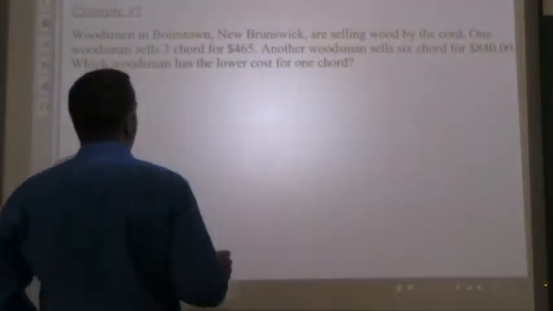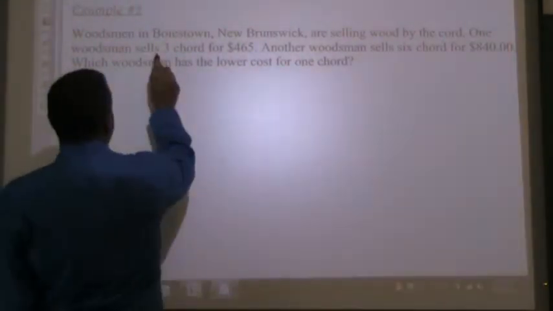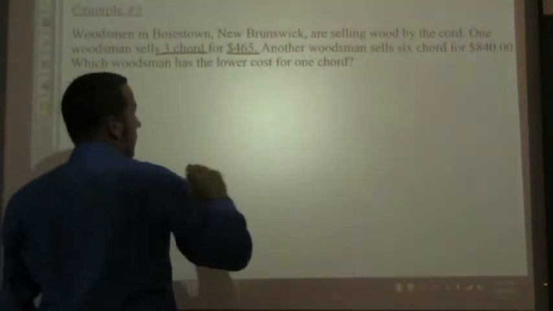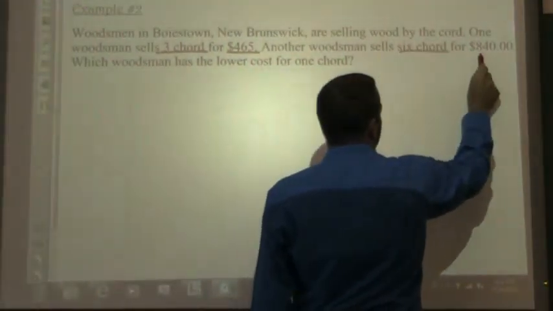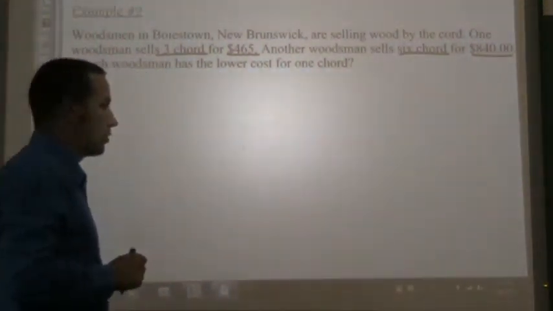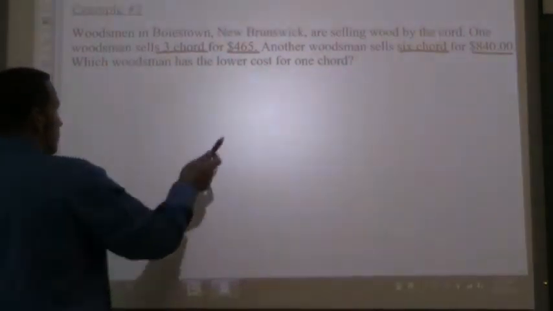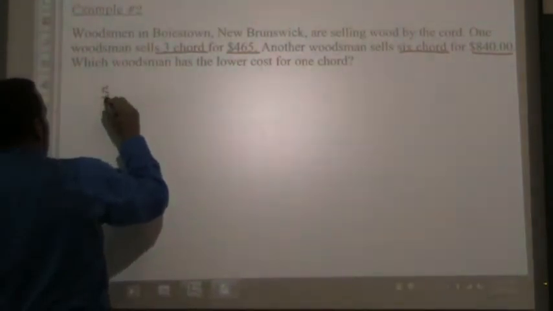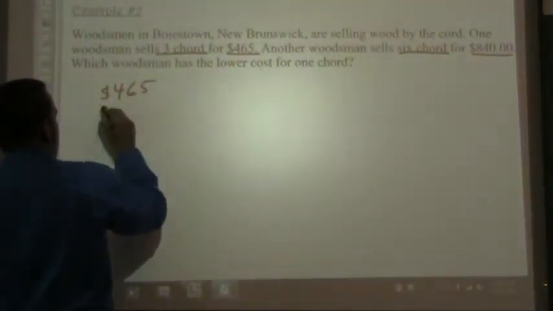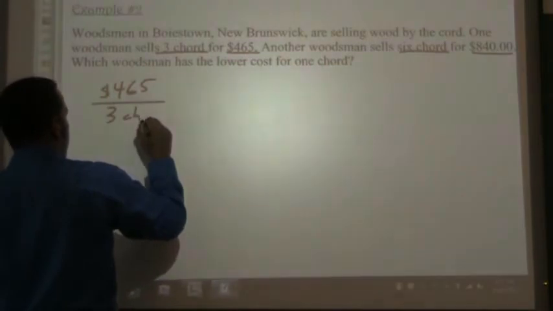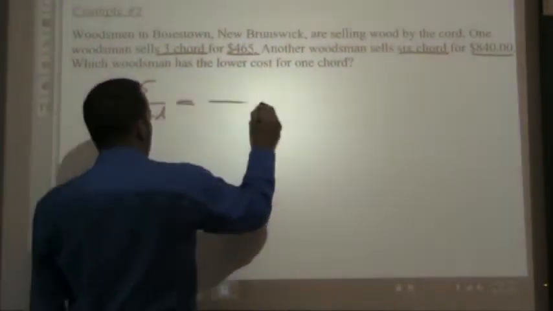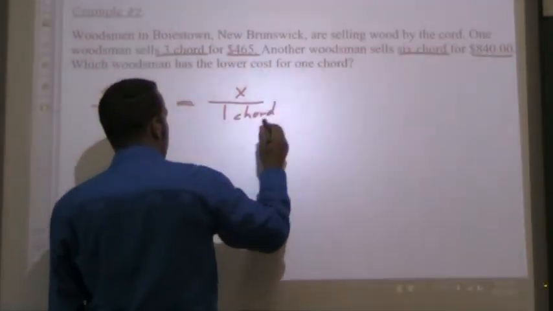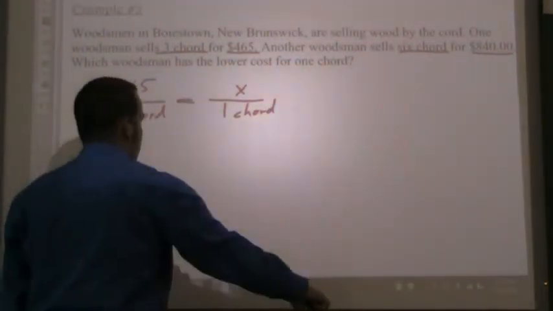So I'm going to underline the important information. This woodsman is selling it for 3 cord for $465. This one is selling 6 cord for $840. We're going to try to figure out which one is the better price. So let's do the unit price for the first one here. I have $465 for 3 cord. I want to know how much is it for 1 cord. Do our cross multiplication.